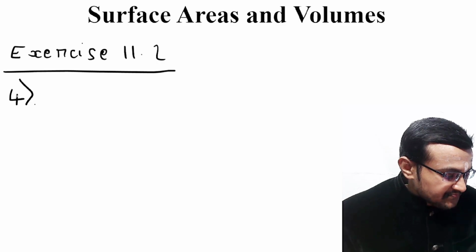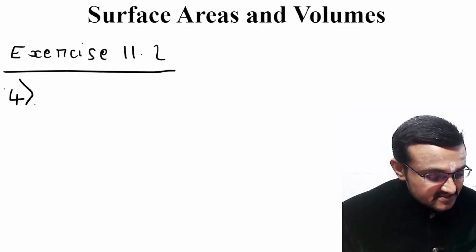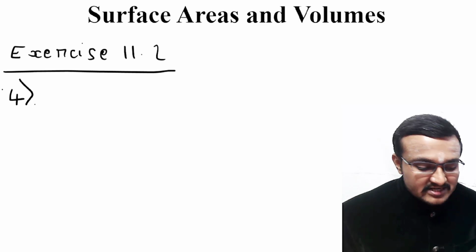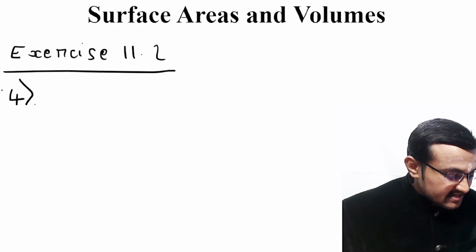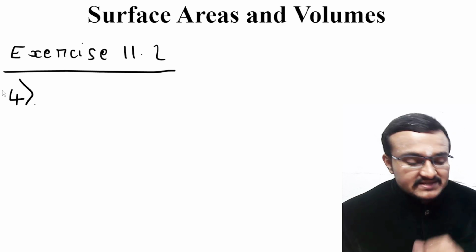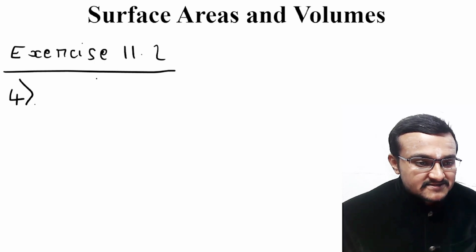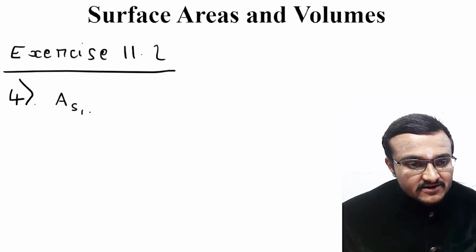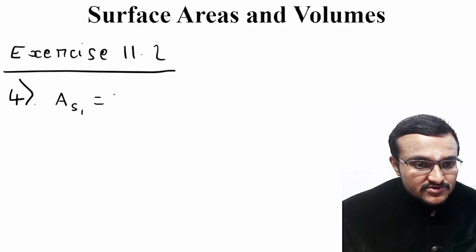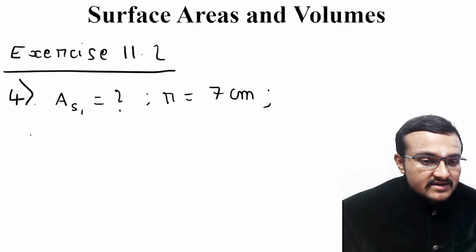In the fourth question, the radius of a spherical balloon has been increased from 7 centimeter to 14 centimeter as air is being pumped into it. So now we have to find out the ratio of surface areas of the balloon, the same balloon in two different cases. So now we have to calculate the first surface area of this sphere.